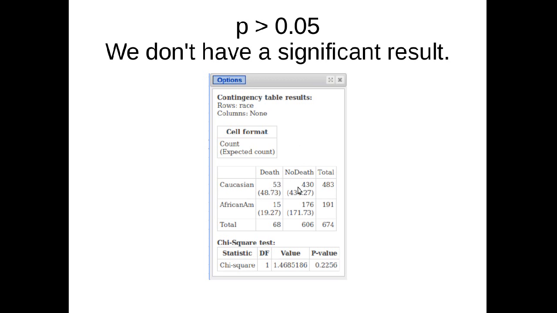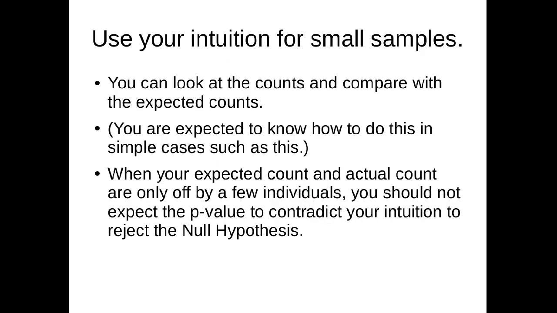Those are not that different from what we expected if there was no difference between the death penalty rate for Caucasians and African Americans. So we don't have a significant result here. It's possible that if we extended this study and took in more states or more years, we might have enough data to show that it is significant. But this particular set of data, just as it sits here, does not show any significance.